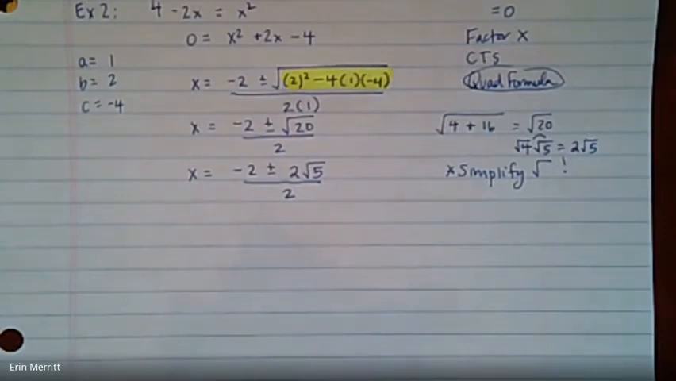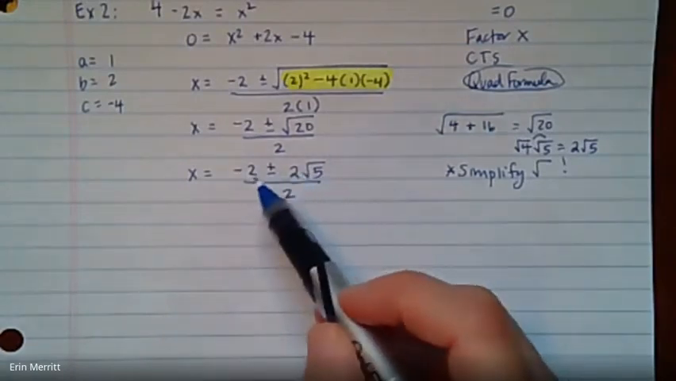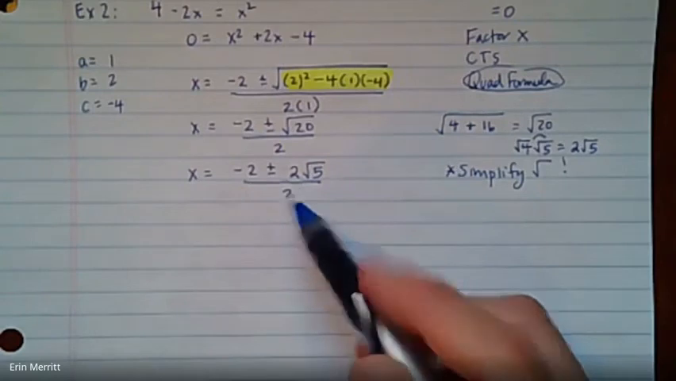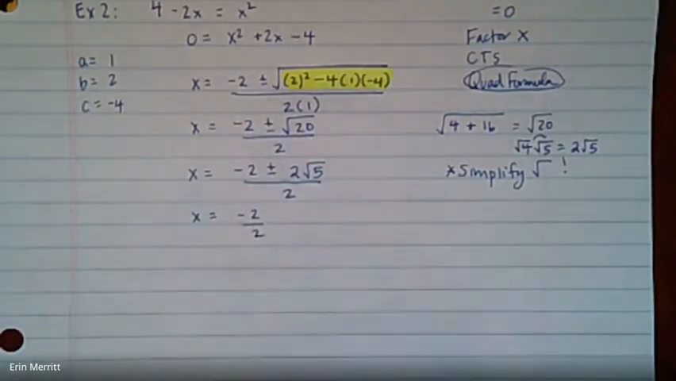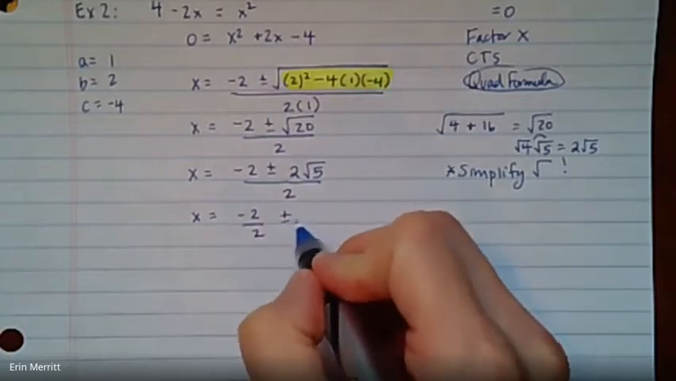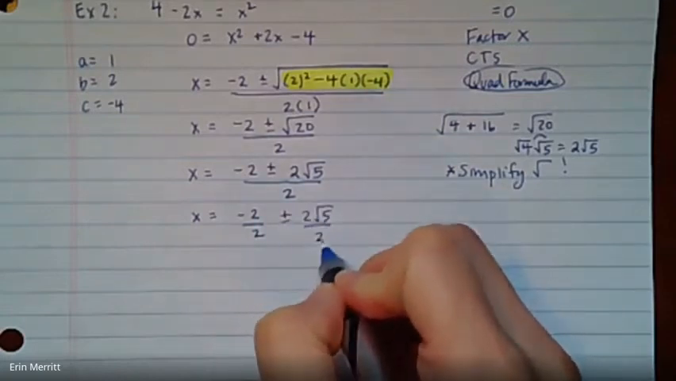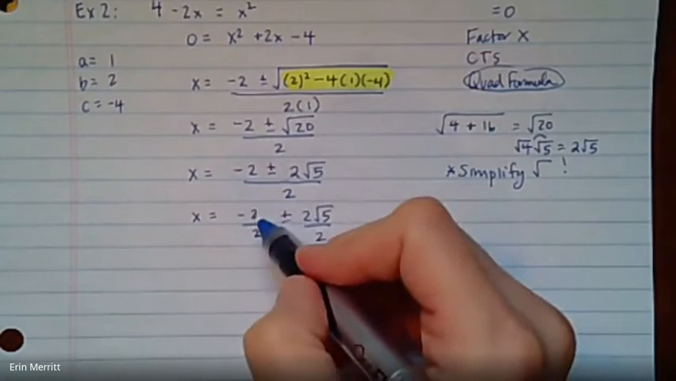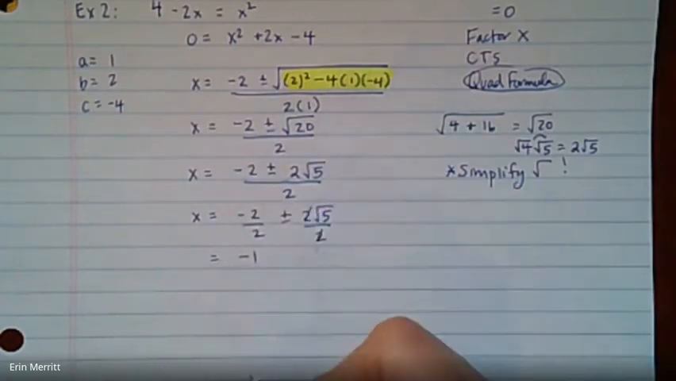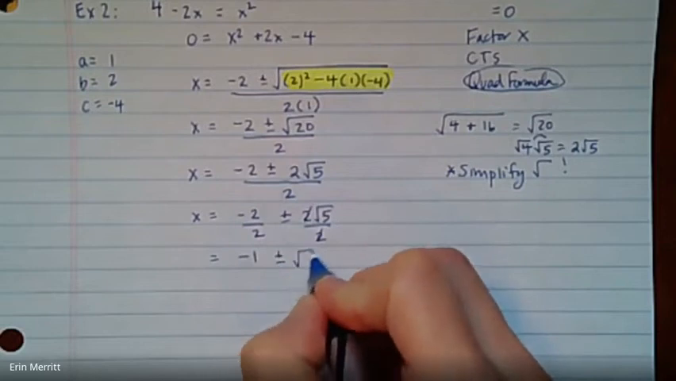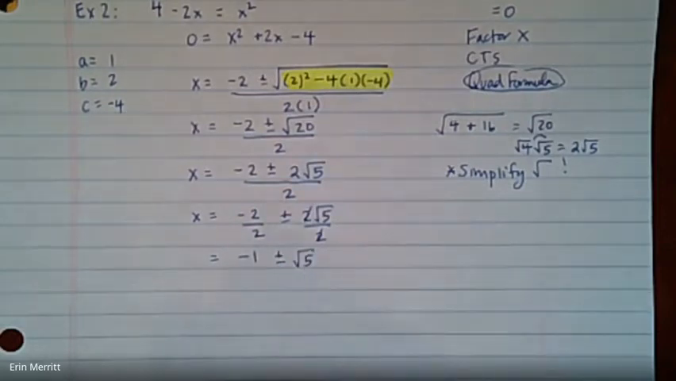Now make sure the numerator is a binomial. Each part of the binomial is getting divided by 2. So if you need to show it, say that part divided by 2 plus or minus this part divided by 2, all right? So negative 2 over 2 would give me negative 1. Here the 2's cancel as well, and you're left with plus or minus radical 5, just like that. So there's your 2 solutions.